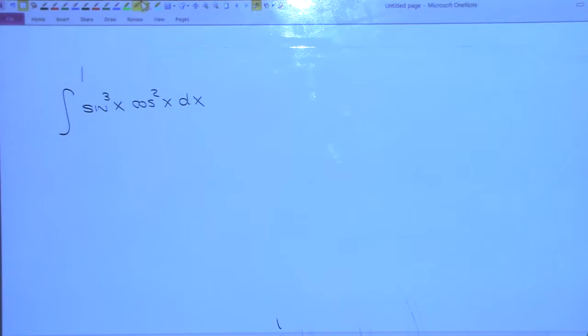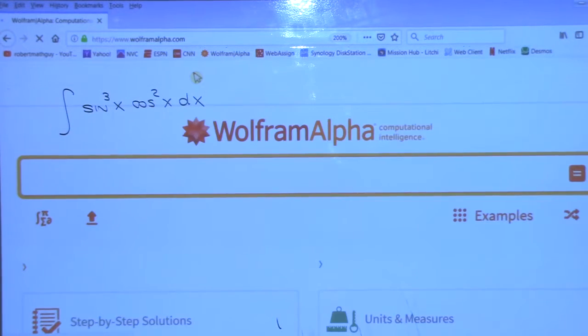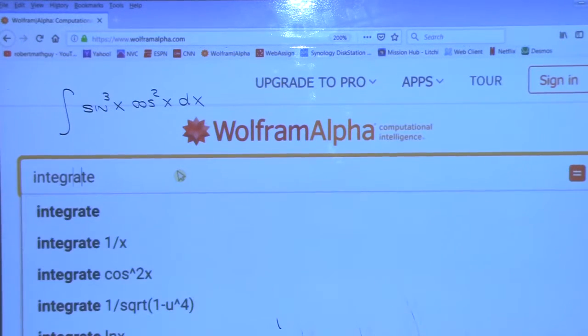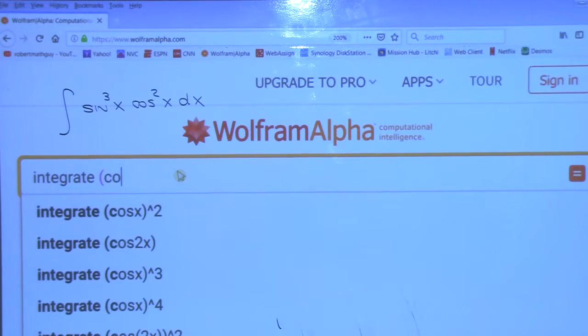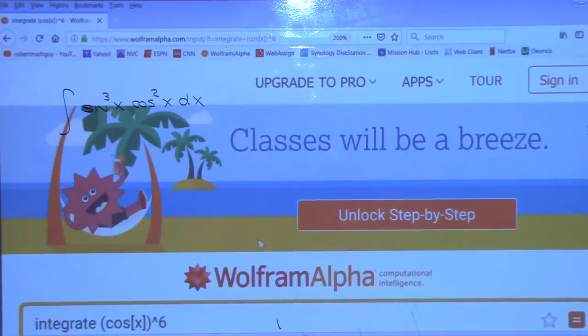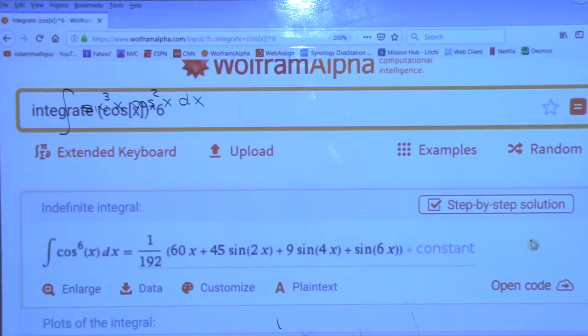Yep. If you type that problem into Wolfram Alpha, let's do it real quick. I can almost assure you their answer is not going to look like ours. Okay, so if I do integrate cosine x raised to the, it was 6th, right? There it is. So that's the answer they got.